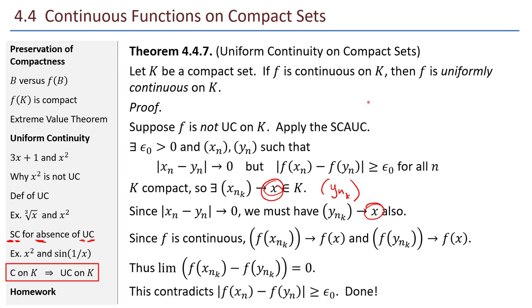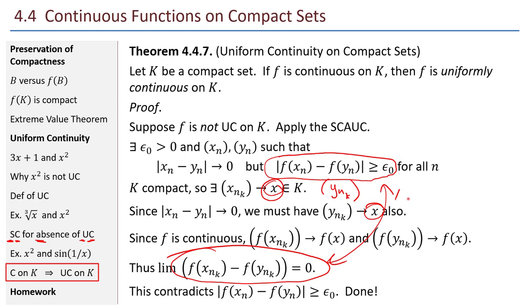Good thing I'm at the bottom of the slide. I don't have much more to go. This contradicts the fact I had known, that the difference in my function values had to be at least as big as epsilon naught, but at the same time I'm seeing that the difference in my function values goes to 0. These can't both be true. There's the contradiction, and that proves the theorem.